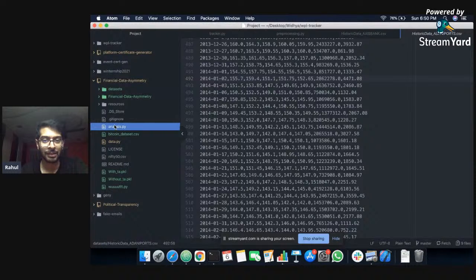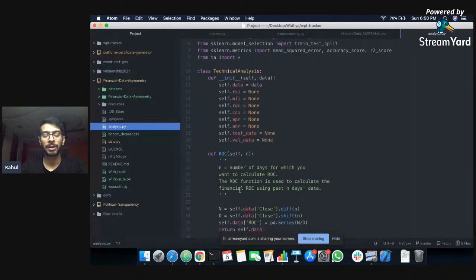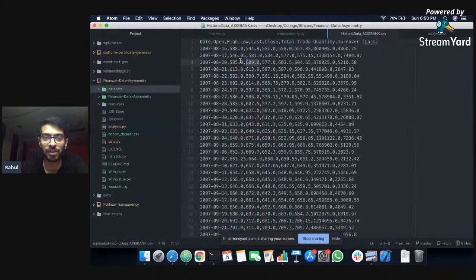So yeah, let's go back over here. The purpose of looking at this particular project is to look at something called feature generation. A lot of times the data set you have might have just a few columns. Over here in this stock price data set, we have a date, a column called open, high, low, last, close, total trade quantity, and turnover in lakhs. So we have about 1, 2, 3, 4, 5, 6, 7, 8 columns.